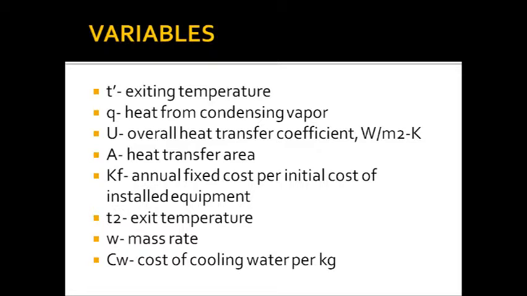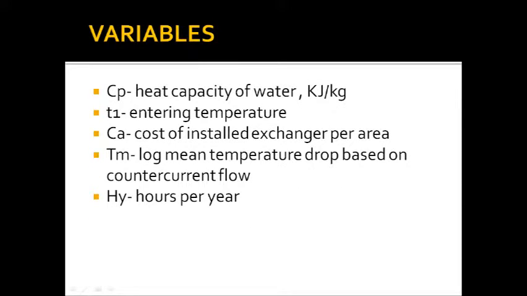So T prime is the exiting temperature in degrees Celsius. Q is the heat from condensing vapor. U is the overall heat transfer coefficient in watts per square meter Kelvin. A is the heat transfer area in square meter. K sub F is the annual fixed cost per initial cost of installed equipment. T sub 2 is the exit temperature in degrees Celsius. W is the mass rate in kilograms per hour. CW is the cost of cooling water per kilogram. C sub P is the heat capacity of water in kilojoules per kilogram.